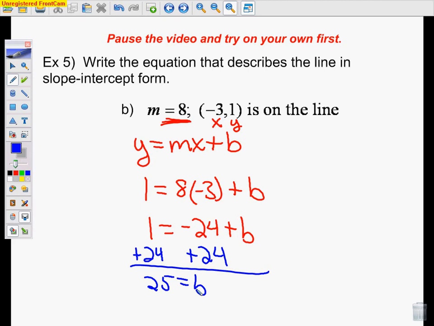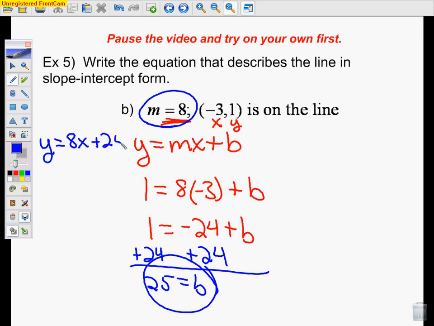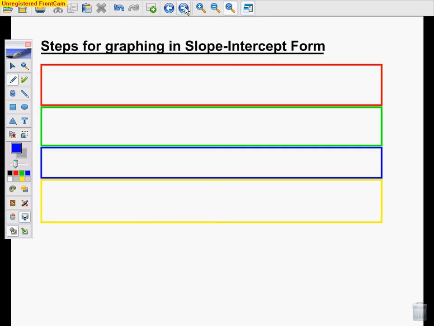So now we know that the slope is 8 and the y-intercept is 25. So our equation, y equals m is 8, x plus b. So this is our equation that describes the line in slope-intercept form. All right, let's move on.